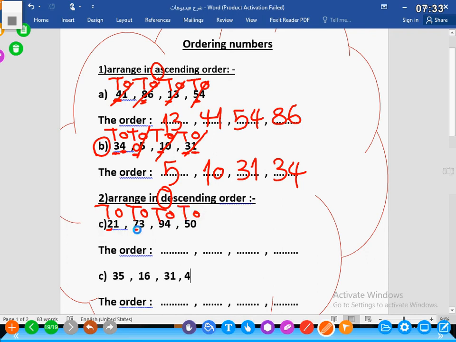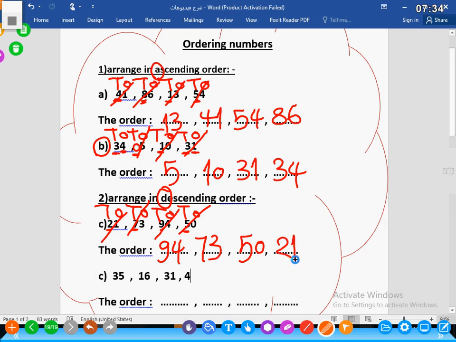Now we have 2, 7, 9 and 5. What is the greatest number here? 2, 7, 9 or 5? 9. So cancel it and write it here. Now we have 2, 7 and 5. What is the greatest? 7. Cancel it and write it here. Now we have 2 and 5. What is the greatest? 5. Cancel it and write it here. What is the number left? 21. So cancel it and write it here.